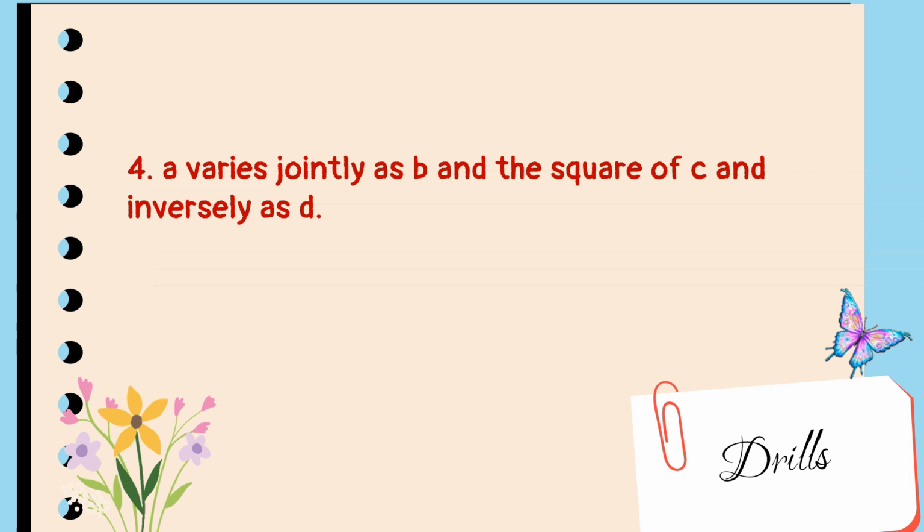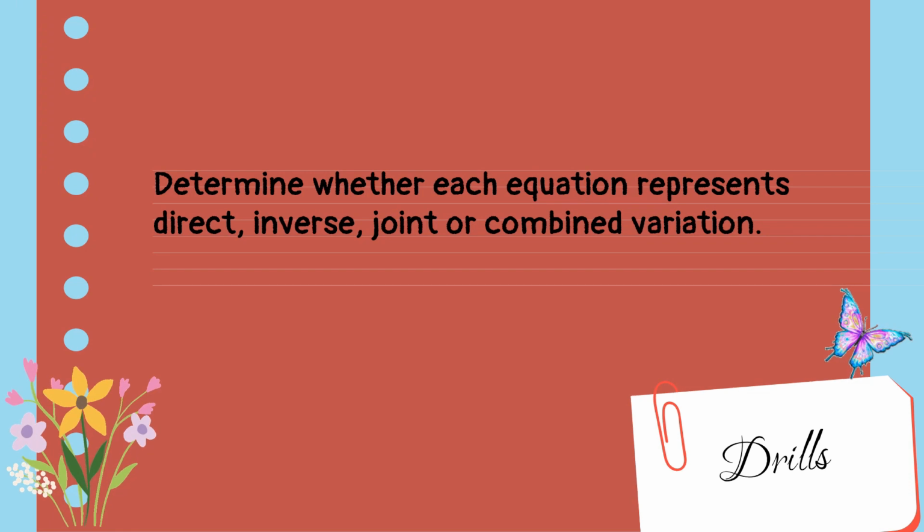Number 4. A varies jointly as B and the square of C and inversely as D. Okay, A equals K B C squared all over D. Did you get all those correct? Next, determine whether its equation represents direct, inverse, joint, or combined variation.